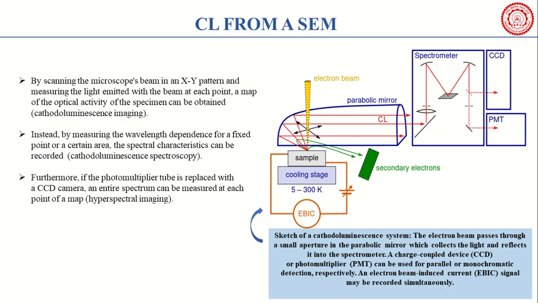And furthermore, if the photomultiplier tube, that is here, is replaced with a CCD camera, an entire spectrum can be measured at each point of a map, that is hyperspectral imaging can be obtained.